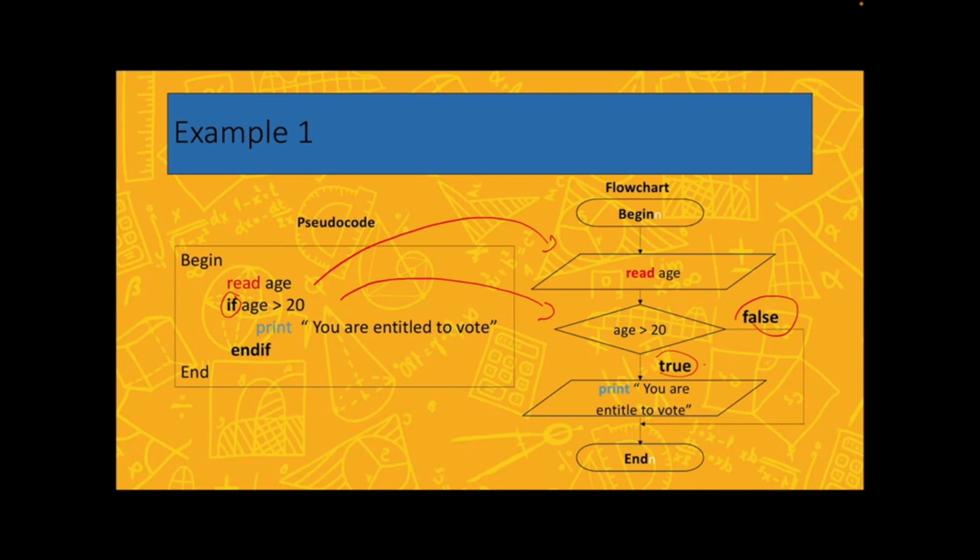So the difference between pseudocode and flowchart is that in the flowchart you need to write the true and false, whereas in the pseudocode you don't need to write the true and false. It is understood that whatever statements come after the if statement are actions if the condition is true. So you don't need to write the true and false in the pseudocode.